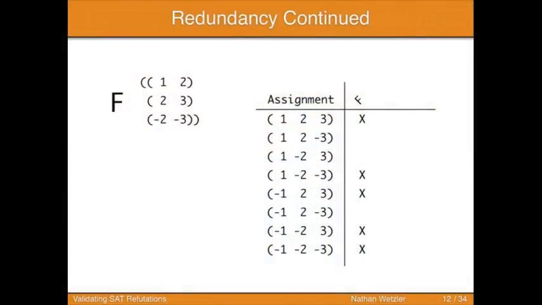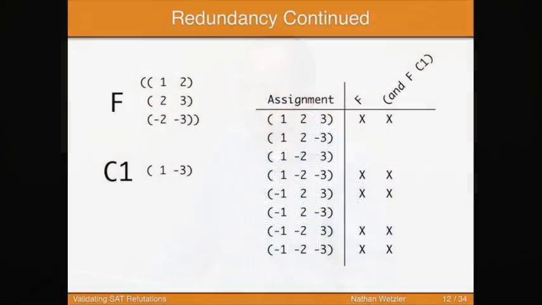So now I'll have a little example about redundancy. Here I have a formula on the left, and it consists of the clause 1, 2, the clause 2, 3, and the clause -2, -3. And on the right, I've enumerated all the assignments for the variables 1, 2, and 3. Then on the right of the dividing line, you can see whether or not each assignment is a solution for the formula. An X indicates that that assignment is not a solution for the formula.